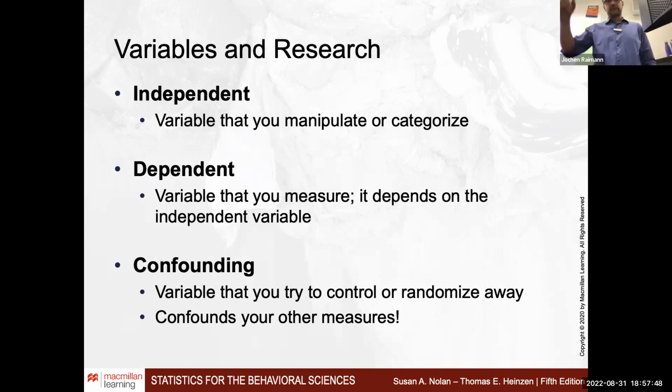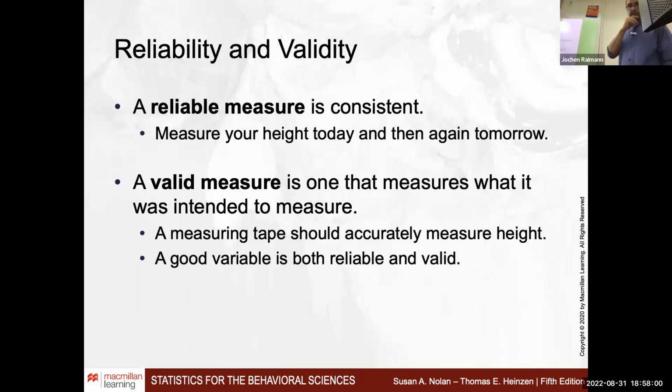Okay, dependent, the measure; independent, the category; confounder, somewhere in between, in some shape or form, affecting that pathway between exposure and outcome. Then when you measure your dependent variable, it's important that you have a measurement tool that is reliable and valid.